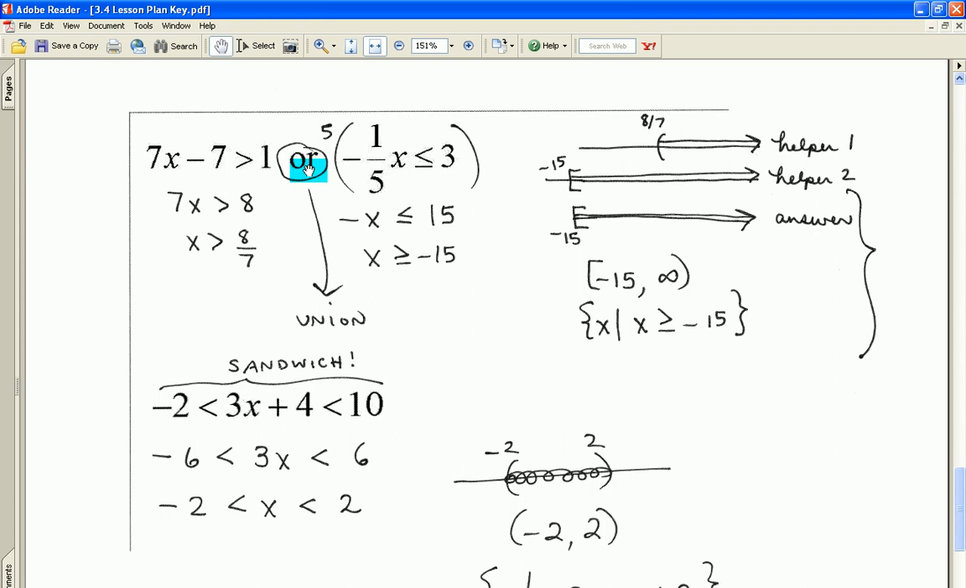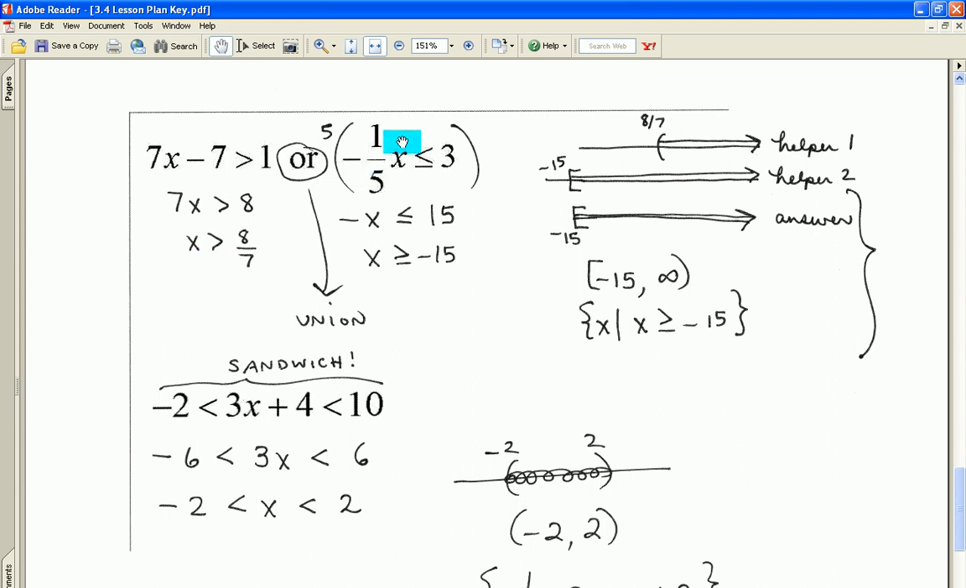Here's another OR, a compound inequality. My first step is to get my variable alone. Add 7 to both sides, which gives me 7x is greater than 8. When I divide by 7, no sign changing because I divided by a positive. X is greater than 8/7.